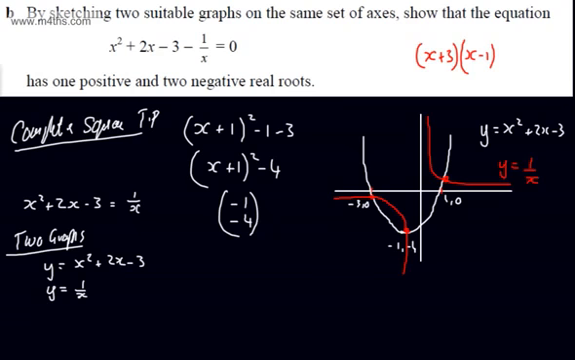Let's look at one last example. In this one, we're asked to solve the simultaneous equations y is equal to 3x plus 7 and y is equal to x squared plus 5x plus 8.